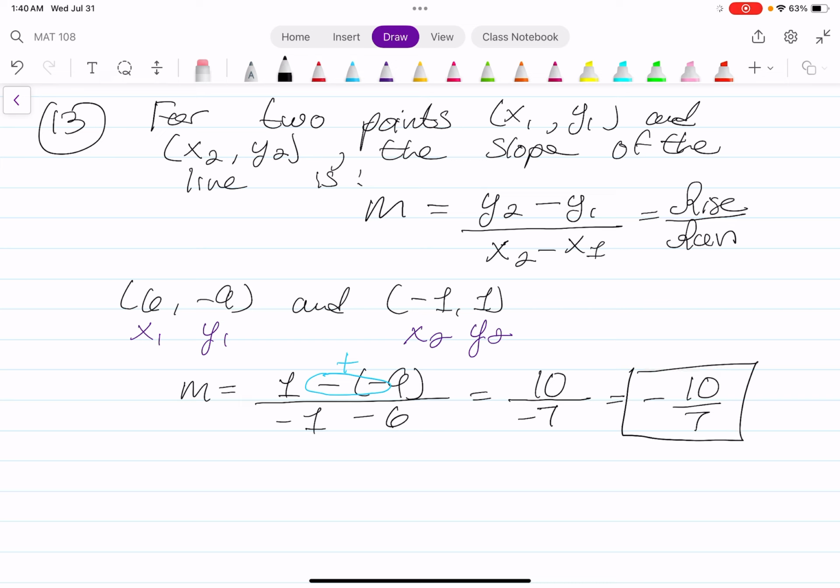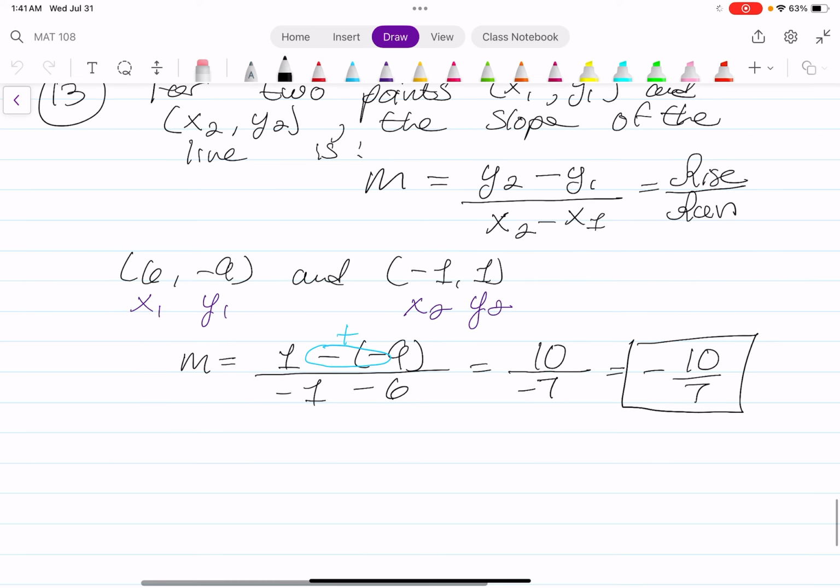So that means from the point 6, negative 9, we move down 10 units and we move over 7 units to the right to get to the next point. Or rather, I think I maybe misinterpreted. Let's take the point negative 1, 1. No, I'll keep it there. I interpreted it correctly. All right, we're going to do number 14.